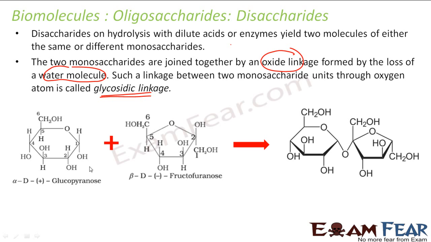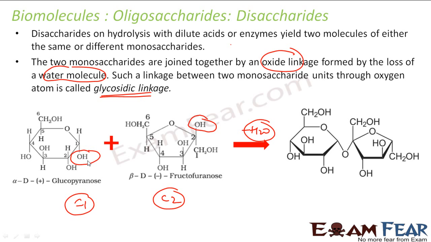Here if you see, this OH and here this OH combines. The C1 of glucose and C2 of fructose, they combine. If you see this, there are two OH, they combine and they lose one water molecule, right? So they lose one water molecule and they form an O bond.